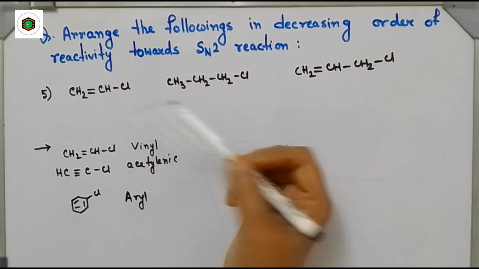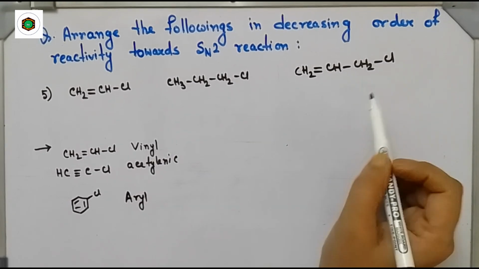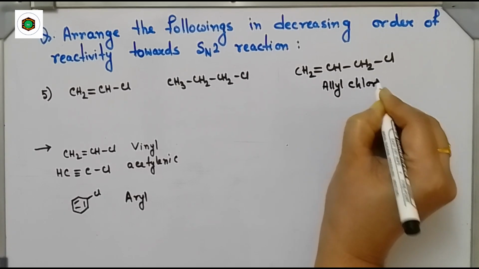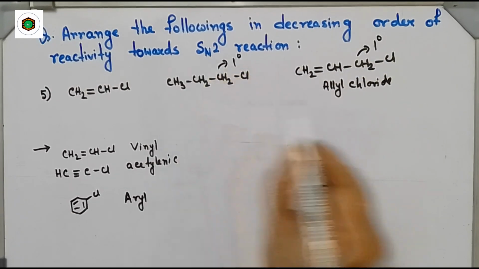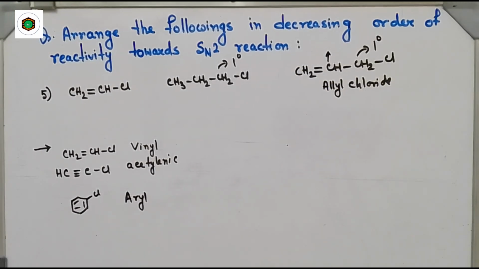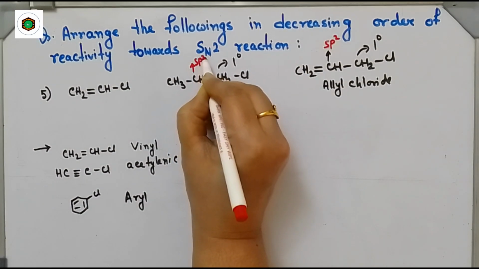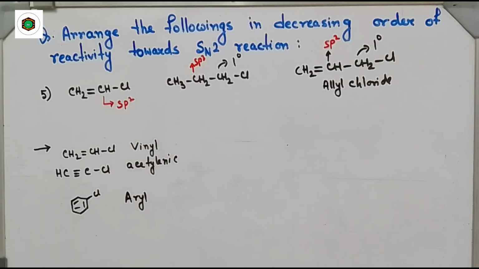Next is this problem. This is vinyl chloride. This is propyl chloride or chloropropane, and this one is allyl chloride. Now see, this carbon is 1 degree, this carbon is also 1 degree. But here with this group attached, this carbon is sp2 hybridized. And with this carbon, one carbon is attached which is sp3 hybridized. And this halogen is attached directly with an sp2 hybridized carbon. This is vinyl chloride. This is acetylenic chloride, this is aryl chloride.